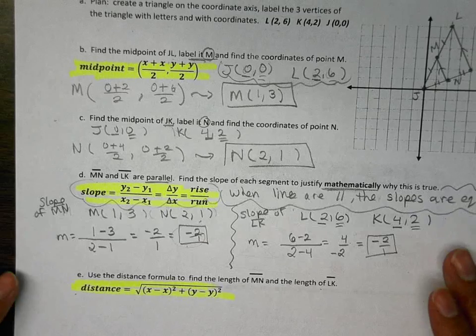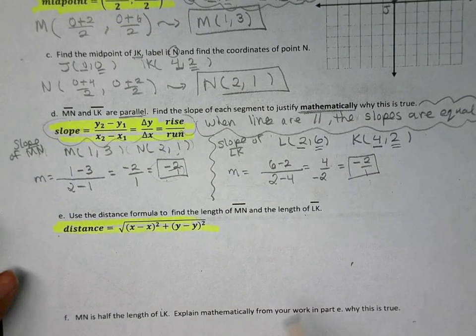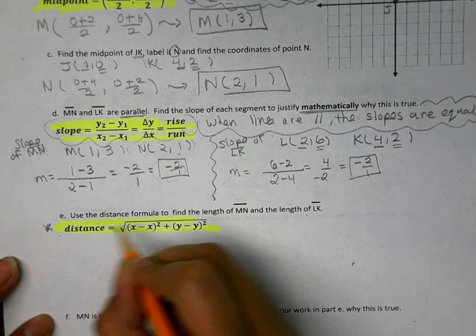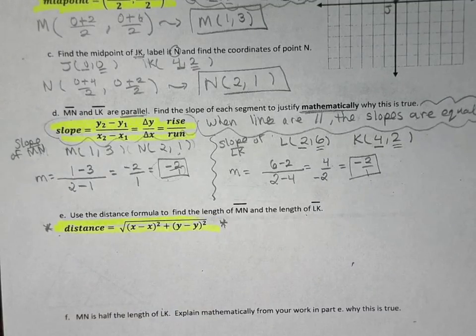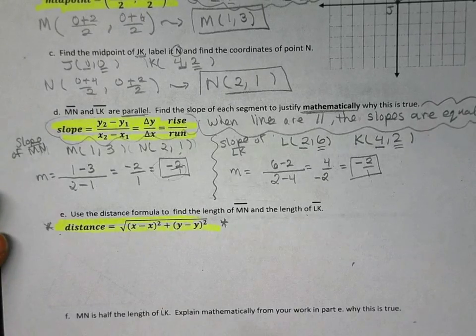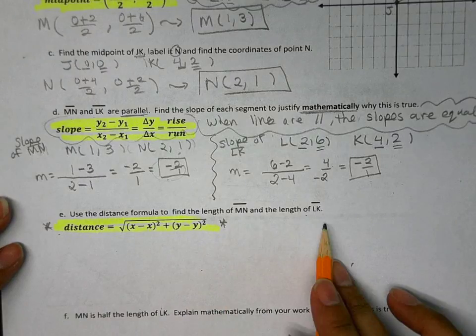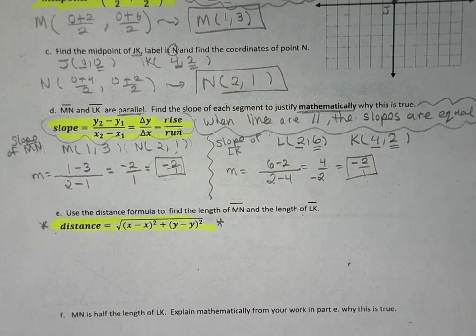Now, this is where kids tend to struggle, and I think it's just because the formula is a little harder. We're going to look at the distance formula. All right. Use the distance formula to find the length of MN and the length of LK. MN and LK.